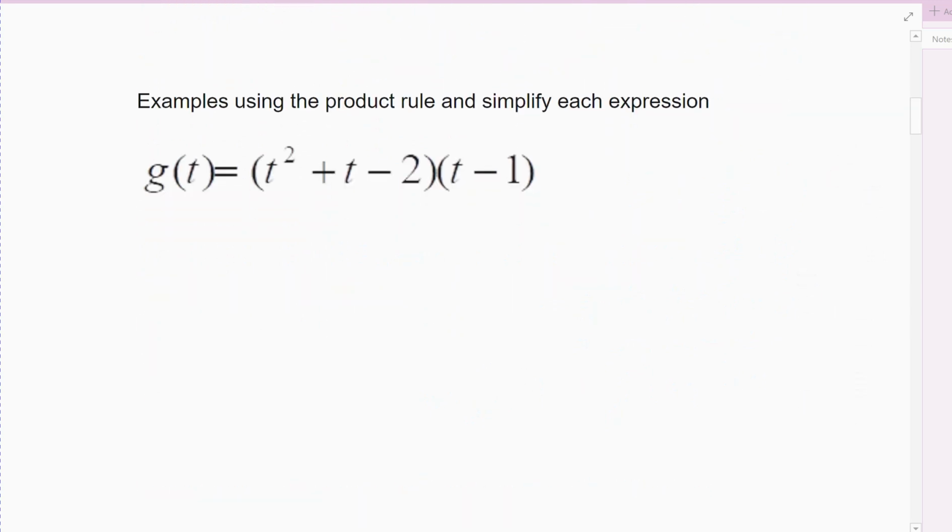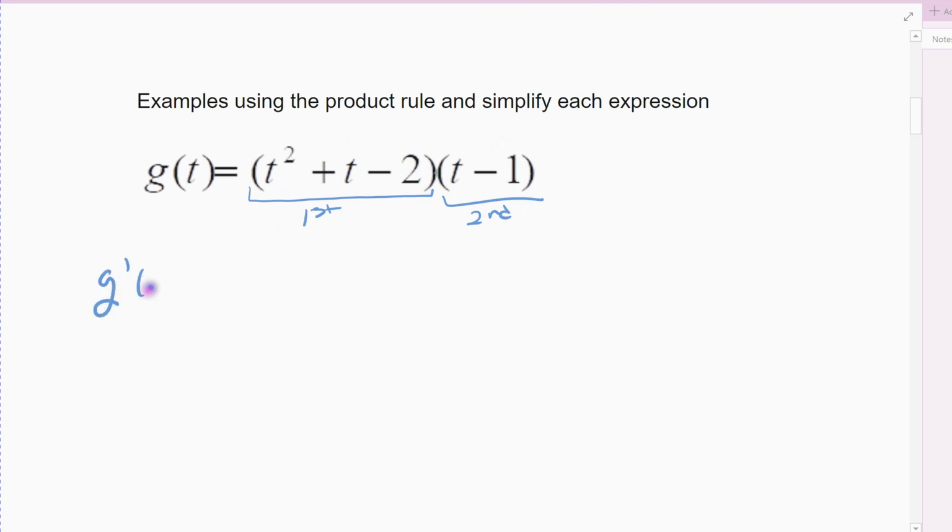In this first example, this would be my first function, f of x. I was thinking about it in terms of x, even though it's t. This would be f, and this would be another g function. Or first function, second function is the way I do it. So again, they're two distinct functions. This is a function of t that's a quadratic times another function of t that's a line. So they're two separate functions being multiplied.